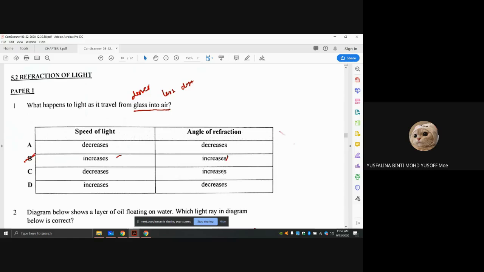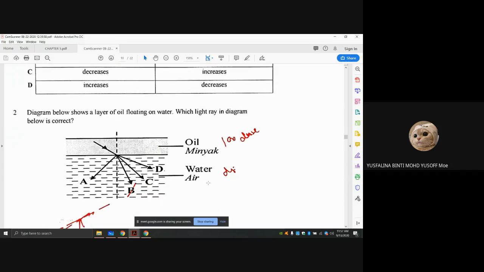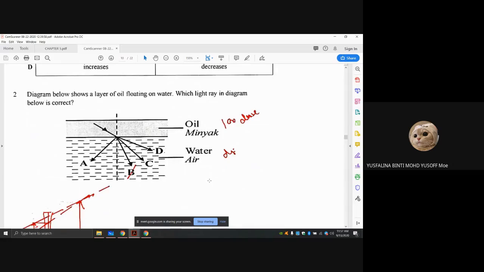The next one is diagram 2, which shows a layer of oil floating on water. Which light ray in the diagram below is correct? Oil is less dense, water is denser. So from less dense to denser, it will be refracted towards the normal. Towards the normal, you have to choose the ray closest to the normal line. So the answer should be B.